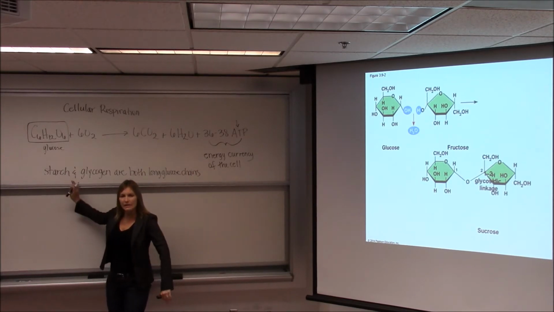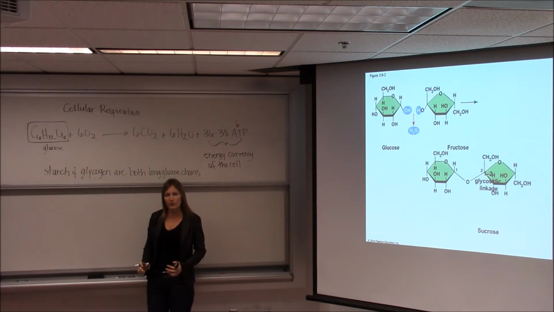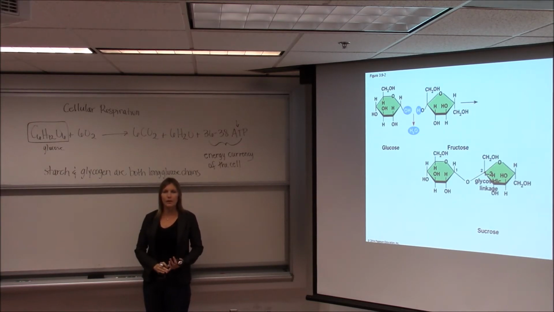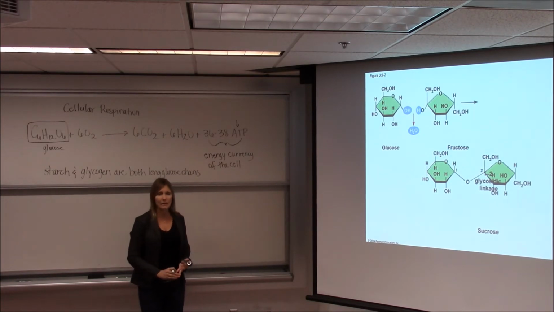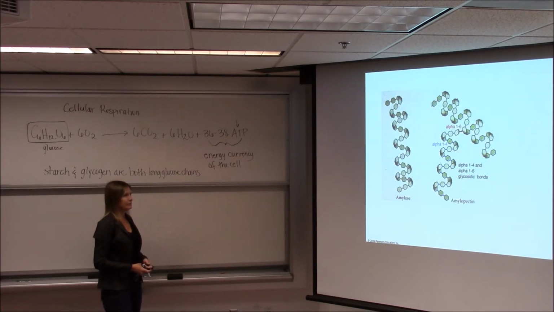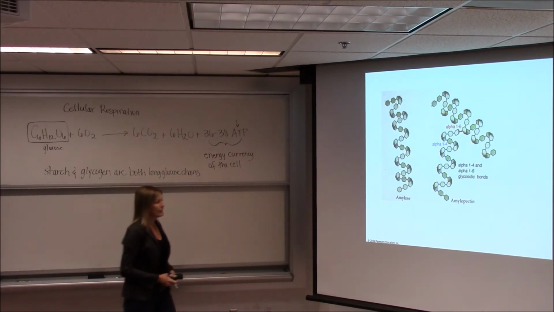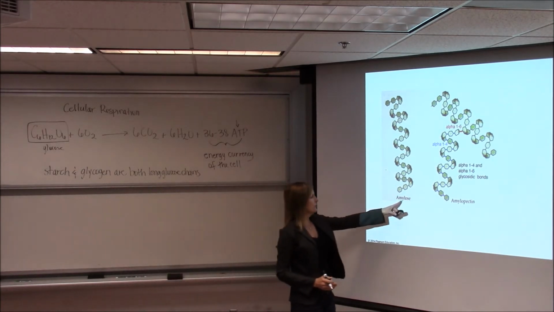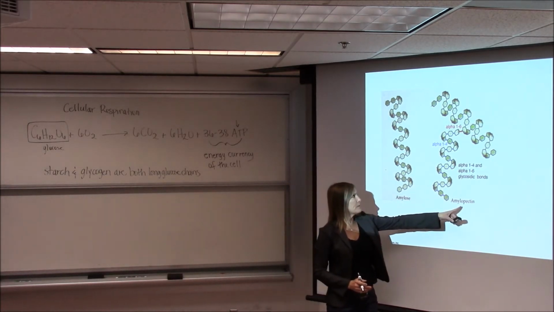So you're going to eat starch, and it's a chain of glucose. You've probably heard the terms simple carbs and complex carbs. Simple carbohydrates, complex carbohydrates. What does that mean? Well, what it means is there are two types of starch you can eat. One is called amylose, and one is called amylopectin.